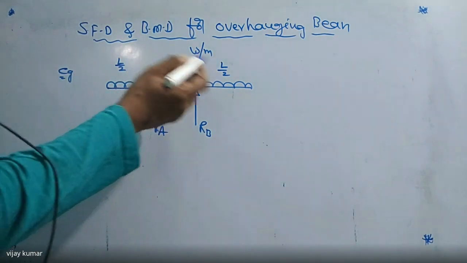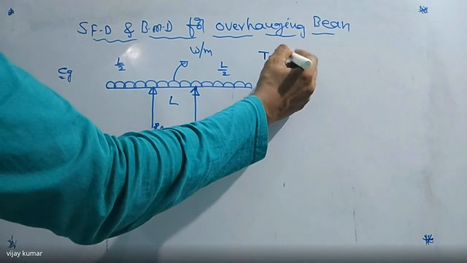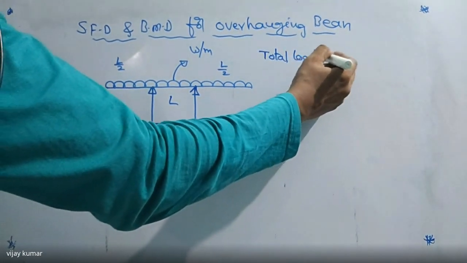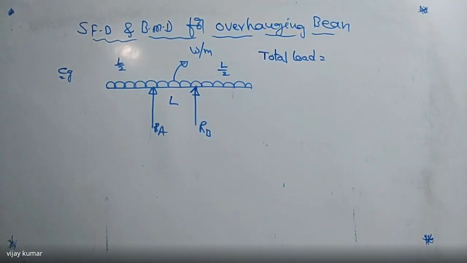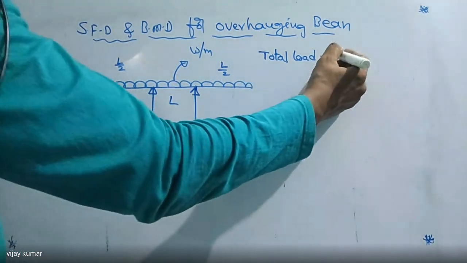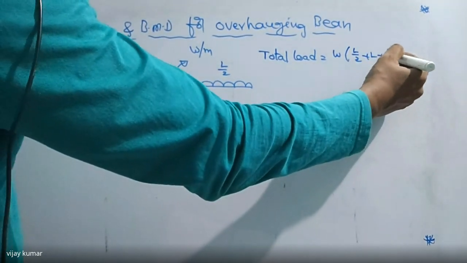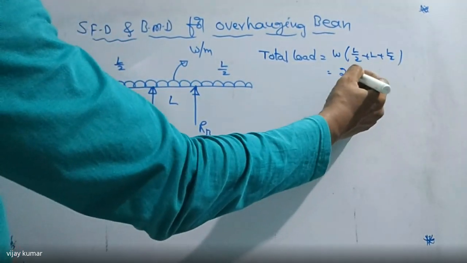What is the total load on the entire beam? What is the value of the total load? Now tell me, total load is equal to W into L by 2 plus L by 2. Then we can add, that gives 2 WL here.